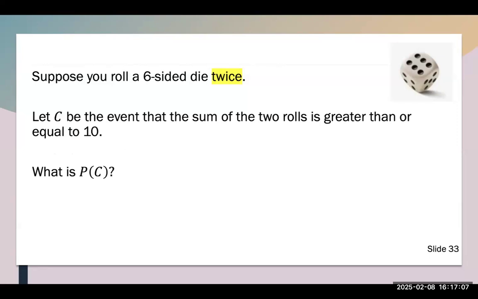Okay, let C be the event that the sum of the two rolls is greater than or equal to 10. Can you figure out the probability of C? Pause the video and see if you can find this probability.